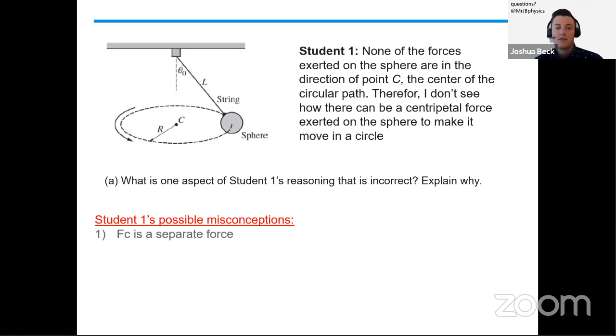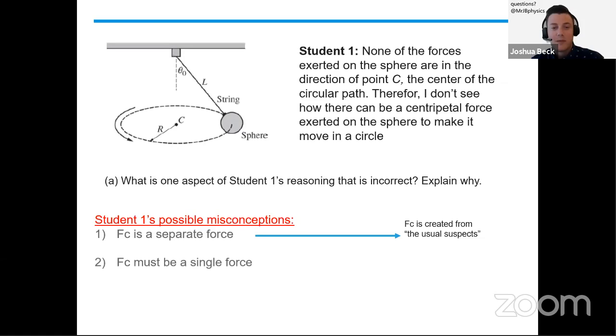A lot of students think that centripetal force is a separate force, and we talked about this a few weeks ago. Centripetal force is not a separate additional force. The centripetal force is created from your usual suspects. It's going to be some combination of T, normal force, frictional force. It could be force of gravity might play a role, right? A centripetal force is going to come from your usual suspects. It's not an additional new force.